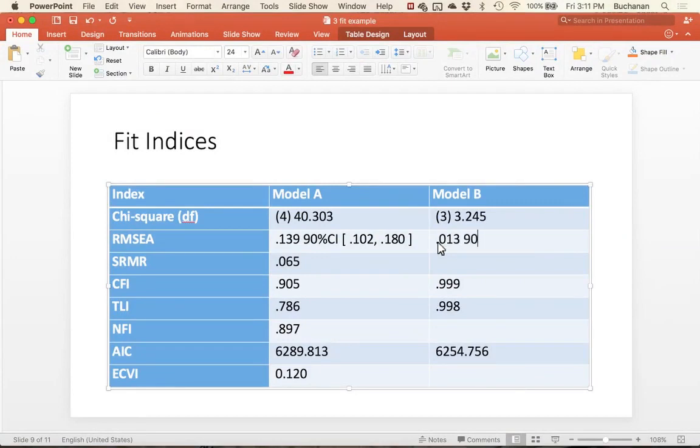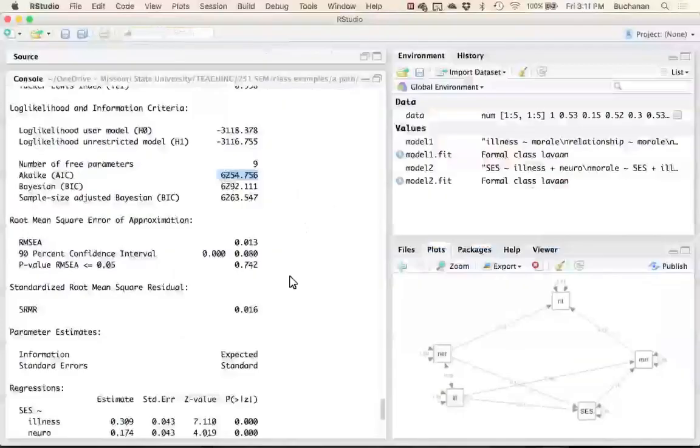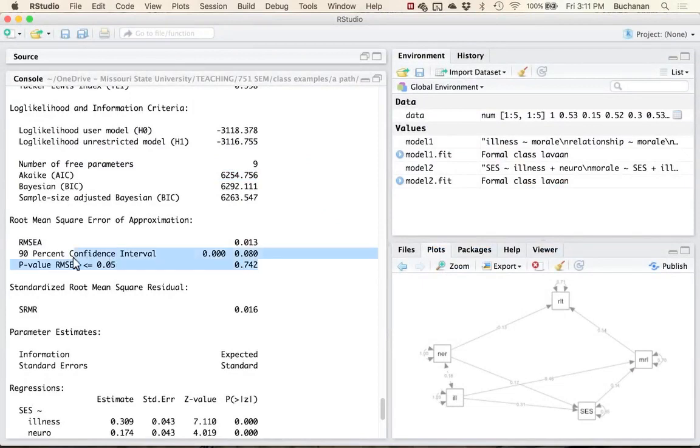And so we got our 90% confidence interval is 0.000 to 0.018. And that is a good range. It's very small, so both ends of them are within the excellent range. If you wanted to look at P close, that's this thing right here, and it's 0.742, which is greater than 0.5. I don't know if that's a super popular idea to do, but there it is.